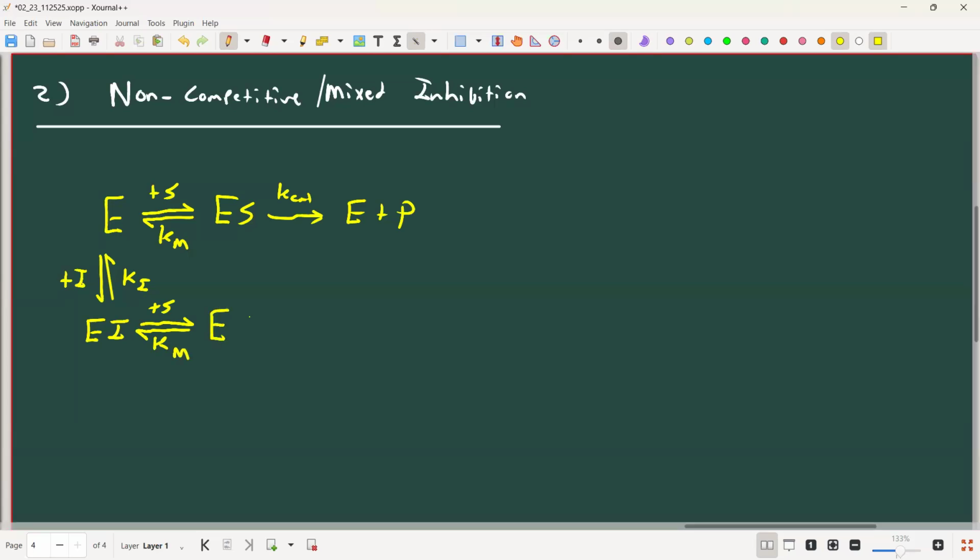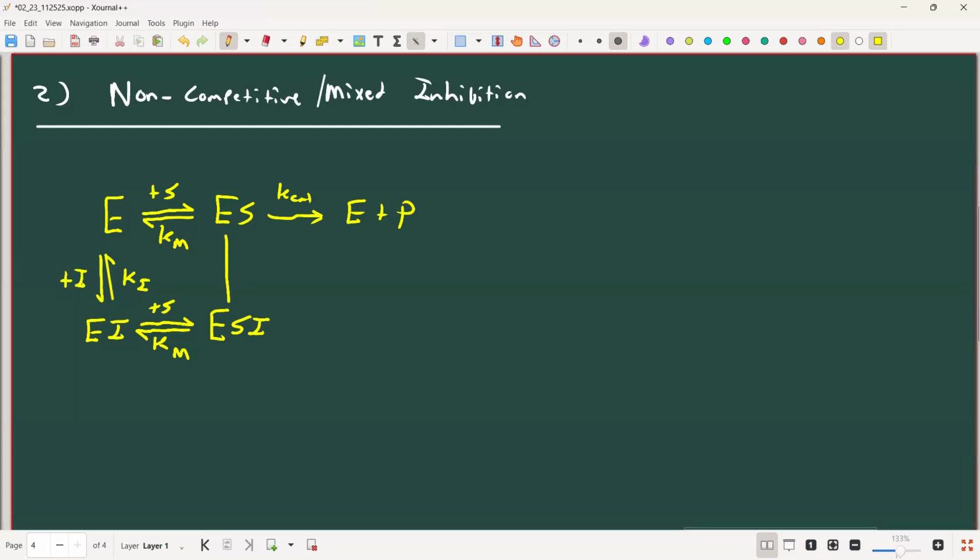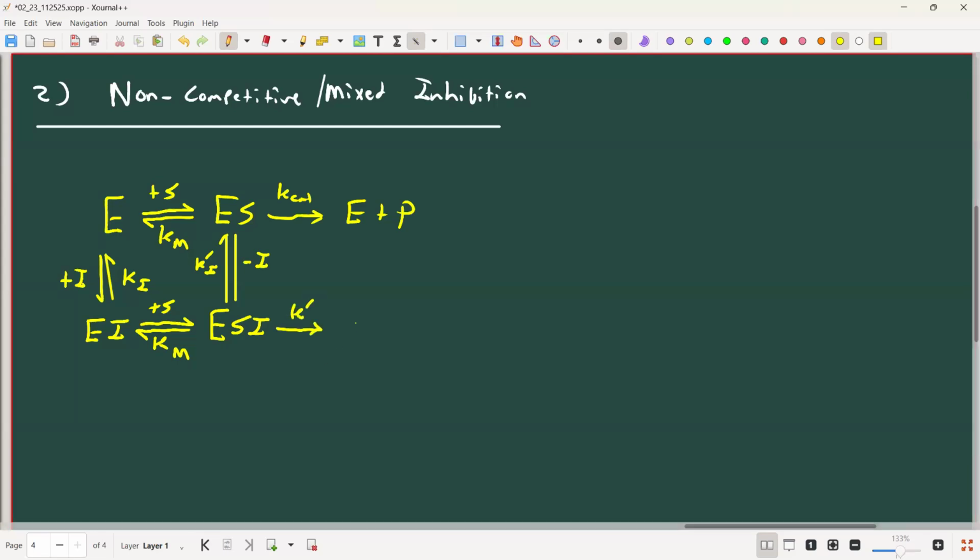Yes, and now we form a complex that has the inhibitor and the substrate in it. We also have an equilibrium getting rid of the I, or that Ki prime. And this can also react at some other kinetics to form some other product. Maybe it's the same product. I don't know. Doesn't matter.